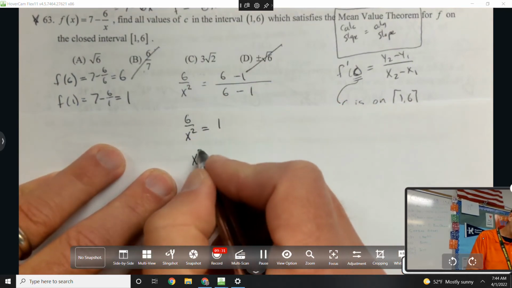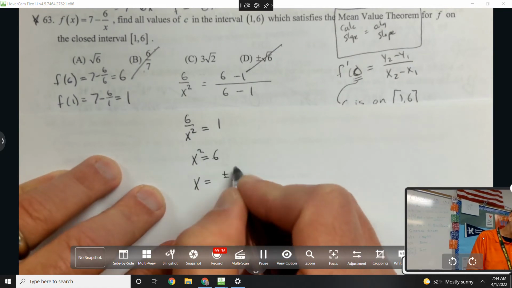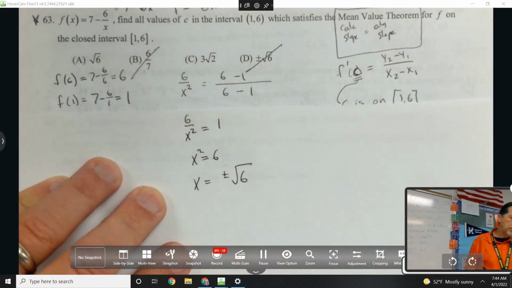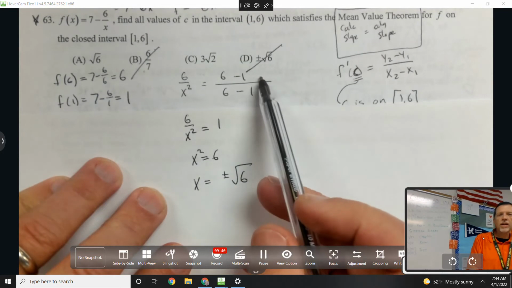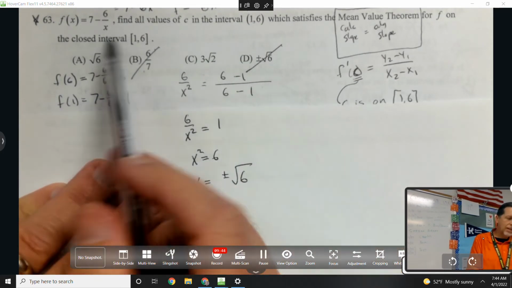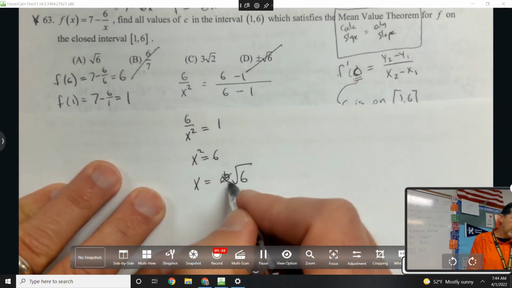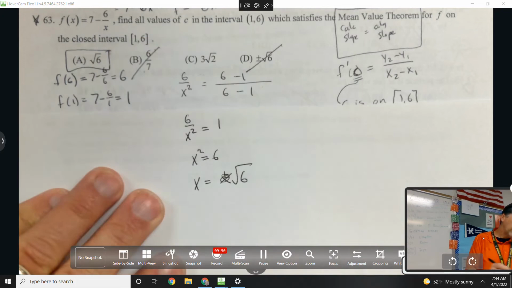So x squared equals 6. So x equals plus or minus the square root of 6. I already have that thrown out. Why did I throw that one out? Because it's got to be on the interval, so I can't have a negative. And so if I throw out the negative one, I'm left with positive square root of 6.